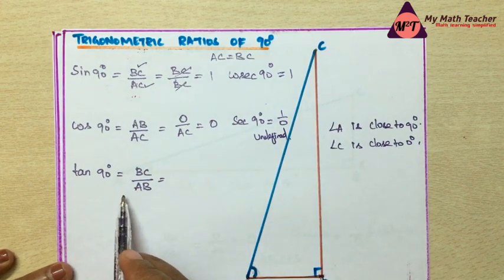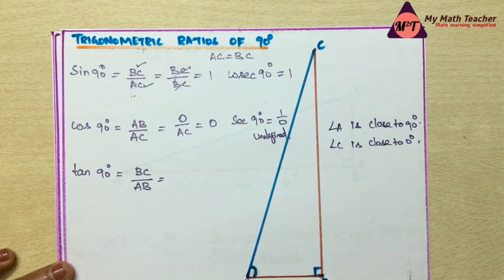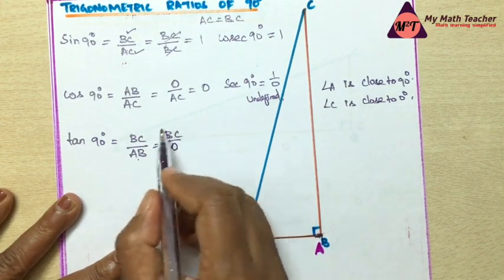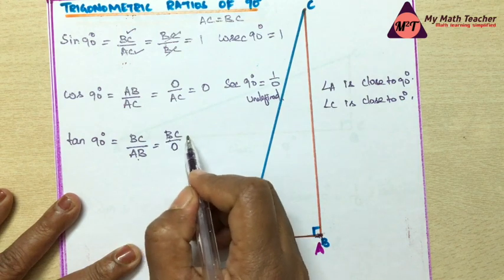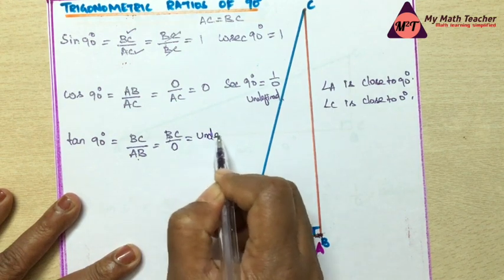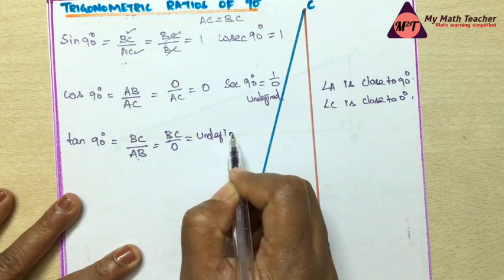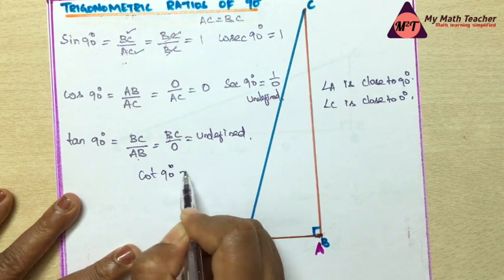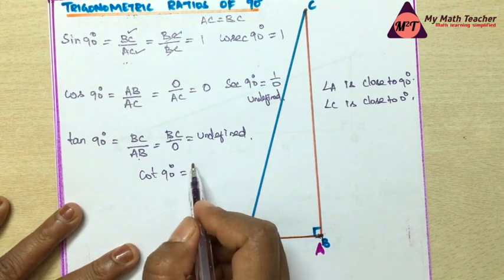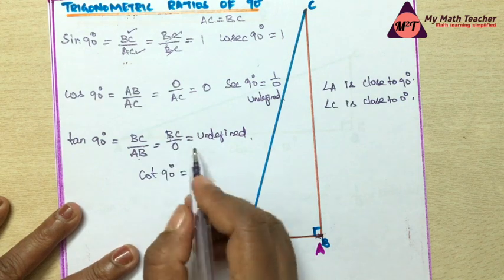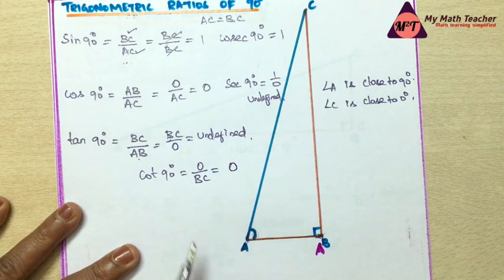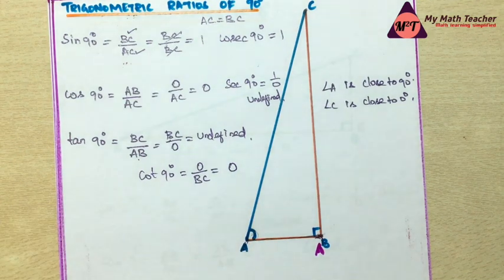The last one, tan 90. As we know, tan is opposite side by adjacent side, that is BC by AB. Length AB becomes 0, almost 0. So any number divided by 0 is undefined. Okay, now cot 90 degrees. Cot 90 degrees will be the reciprocal of tan, so 0 by BC. 0 by any number is 0. So we have got all the values of 90 degrees.